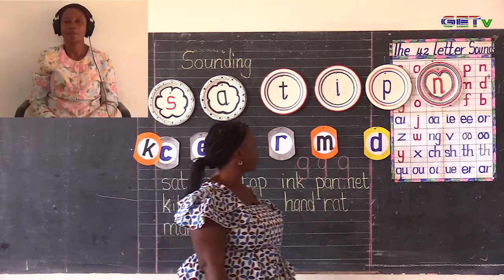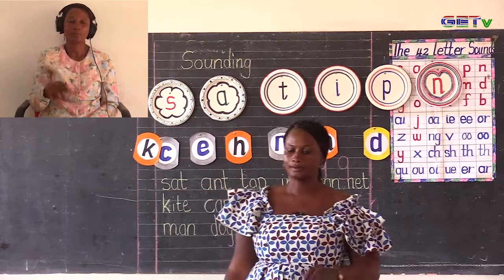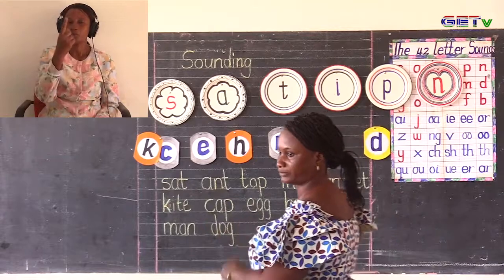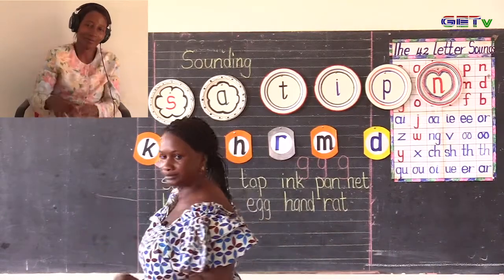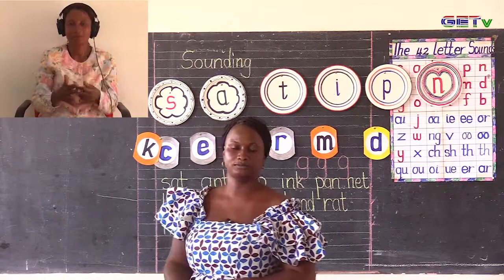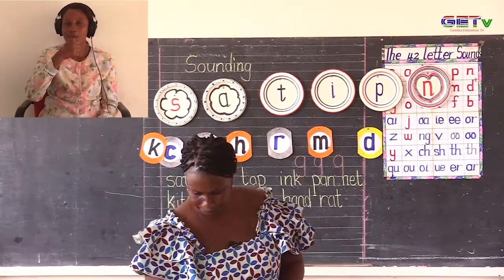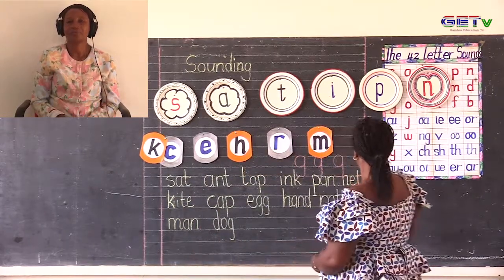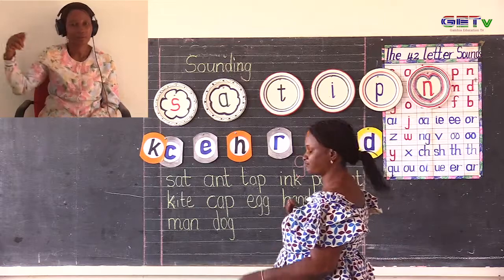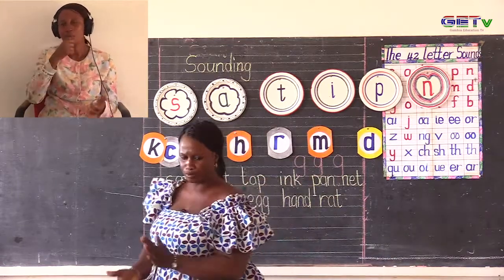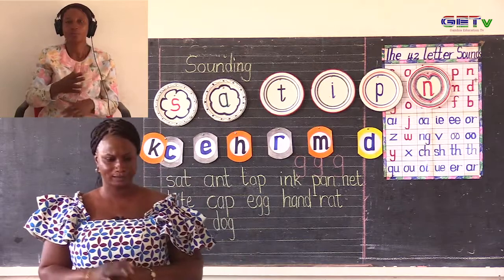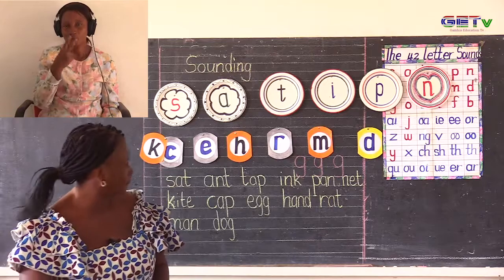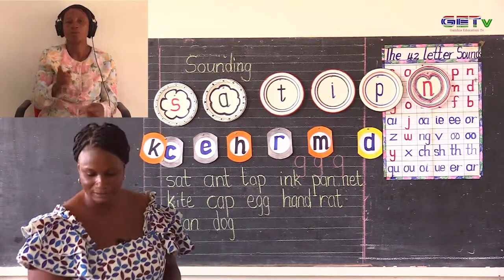Now, we have done that. Now I want you to write it in your books. So you write it on your friend's back first. From there, you write it in your books. Good. Now, this sound here, we have formed the letter. Now, before we move, I want us to look at something. Let me see whether you can remember the sounds.